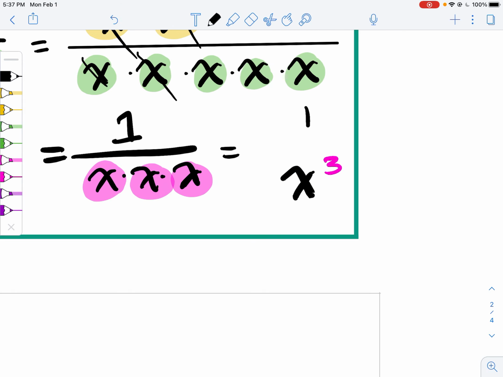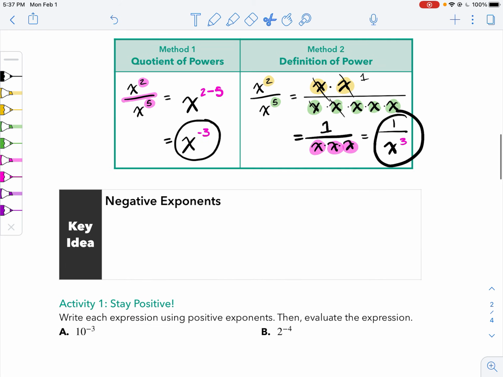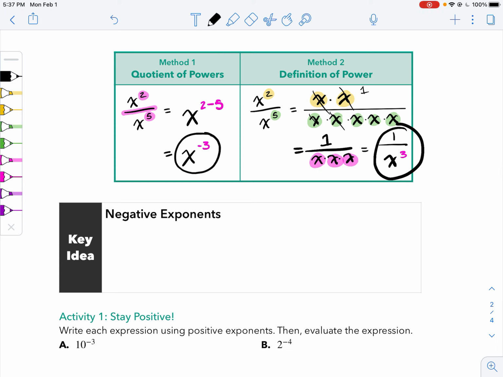So this is the same thing as 1 over x cubed. And that's what I meant to say, that these two expressions are equal. If you ever have any number a to the negative n power, that's equal to 1 over a to the nth power.